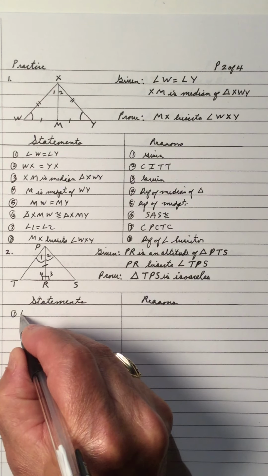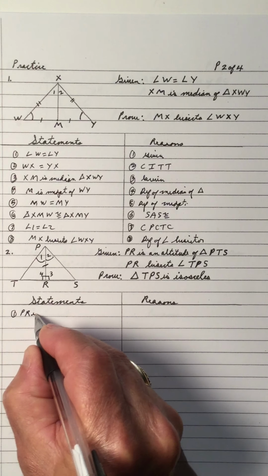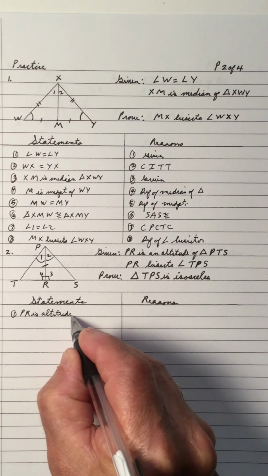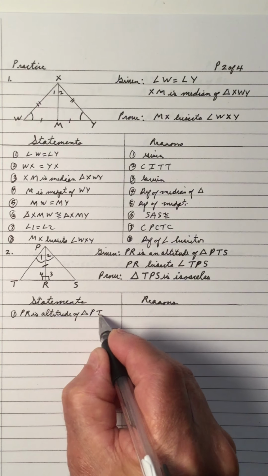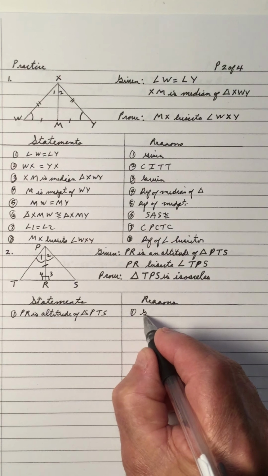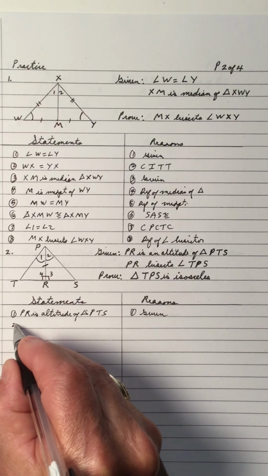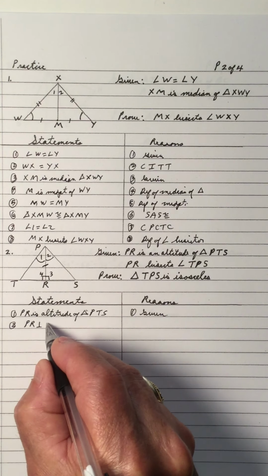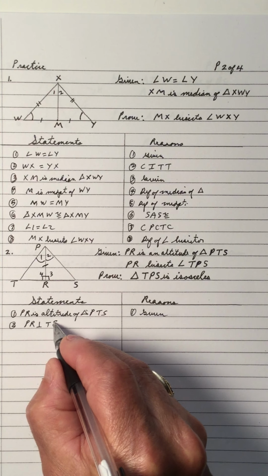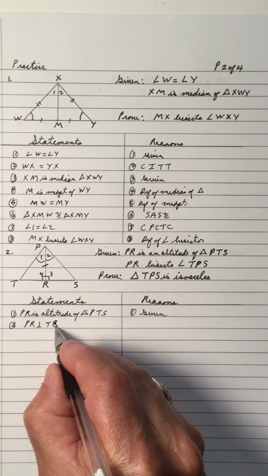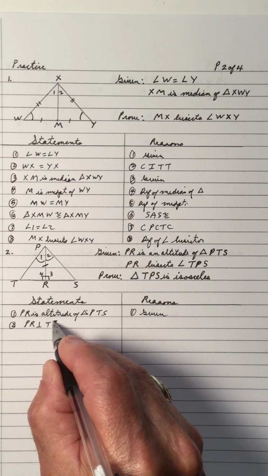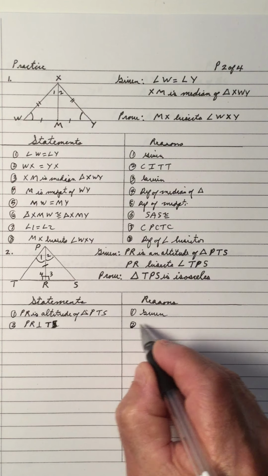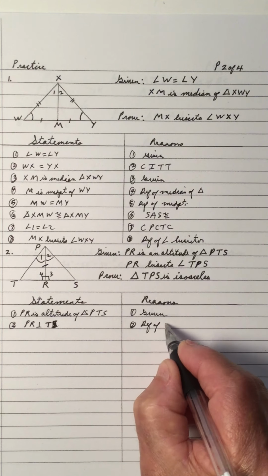So here we go. I have PR is an altitude of triangle PTS. And because it's an altitude, that means that PR is perpendicular to TS. Oops, make that an S. PR is perpendicular to TS, and the reason is definition of an altitude.